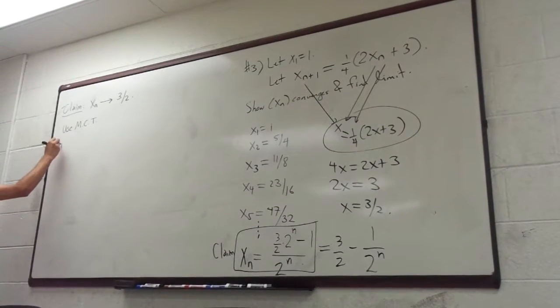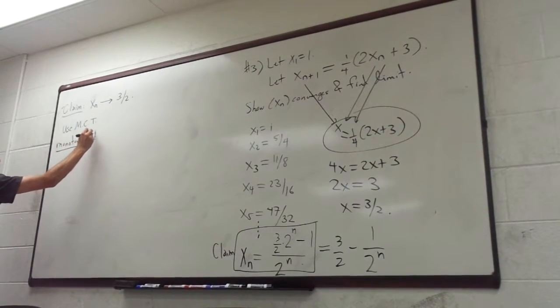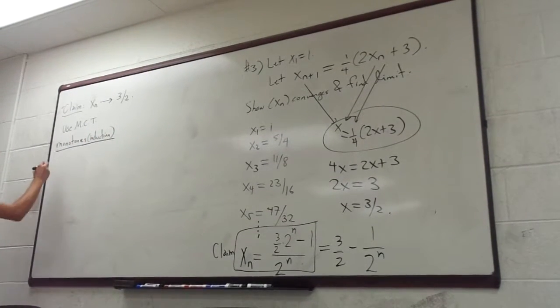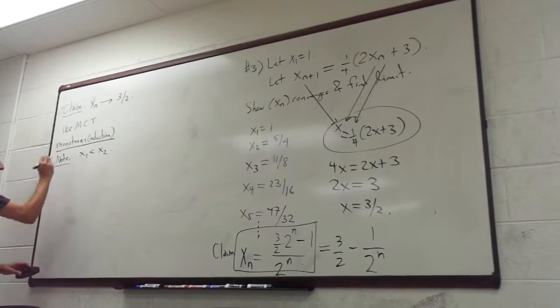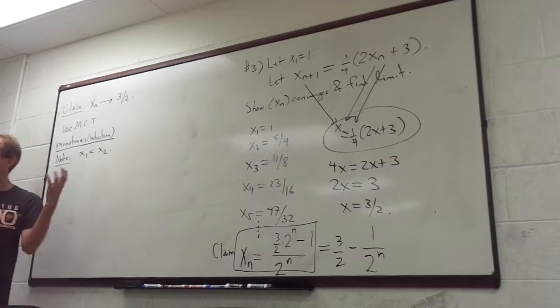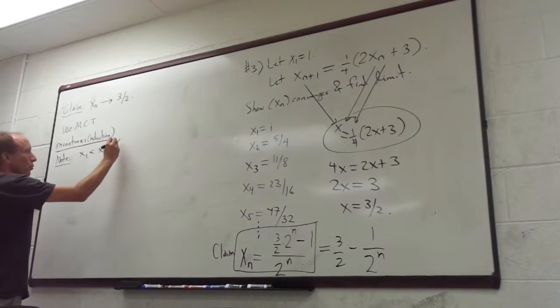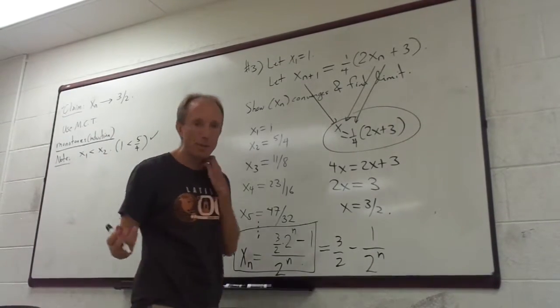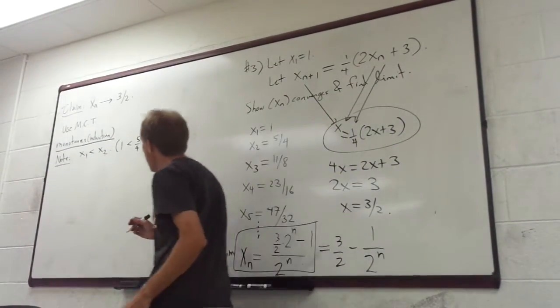So let's start with increasing, or in other words, monotone. We're going to do this by induction. For the base case, we don't need to assume anything. Just note that the second term is bigger than the first term. So 1 is less than 5/4. Just obvious, right? Usually the base case is pretty easy. Okay, so we have that.